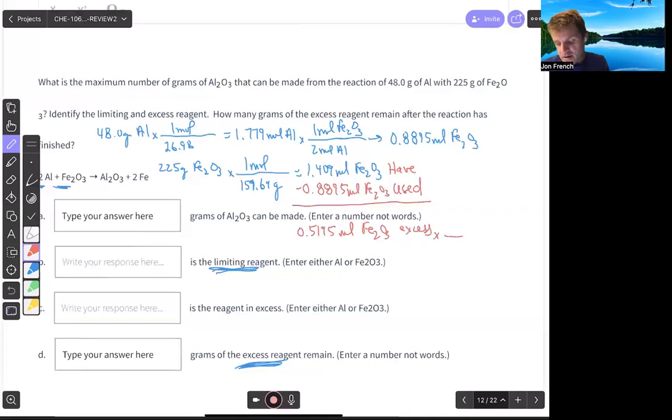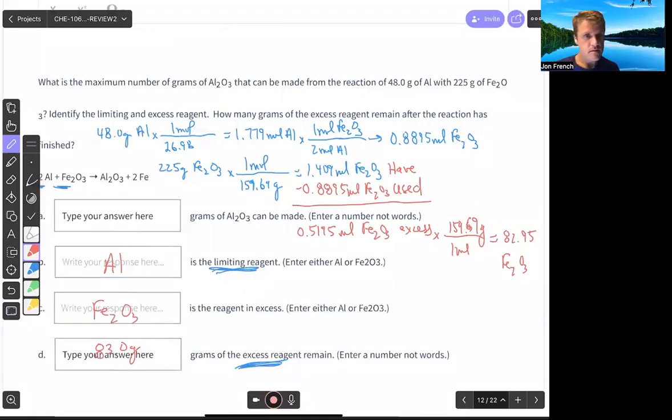I can turn that into grams by using 159.69 grams per 1 mole. So it's like 82.95 grams. We'll call that 83 grams of excess iron 3 oxide. We know the limiting reagent is aluminum. We found the excess reagent as iron 3 oxide.